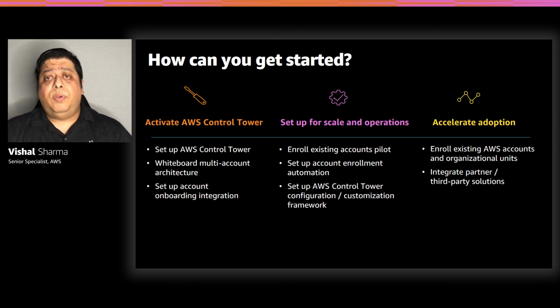Now, if you ask how can we get started, first and foremost, activate AWS Control Tower in your management account. AWS conducts multiple activation days throughout the year. You can register for one of those. Once the activation is done, you can set up further for scale and operations through automation and customization, and probably do a proof of concept. Finally, you can accelerate adoption by enrolling existing accounts and also integrating with partner or third-party solutions. There are partner Control Tower solutions available in AWS Marketplace.